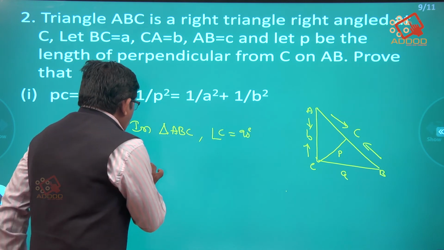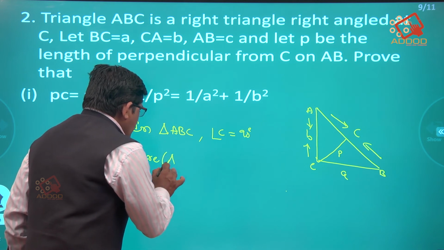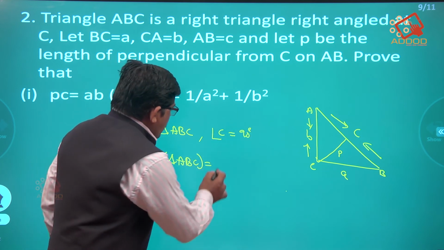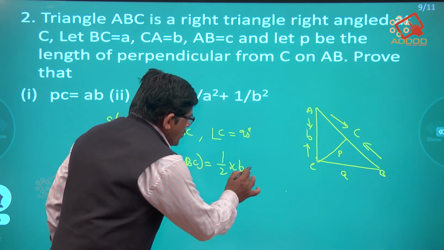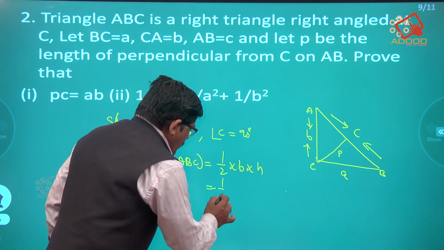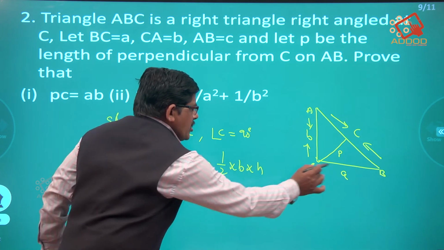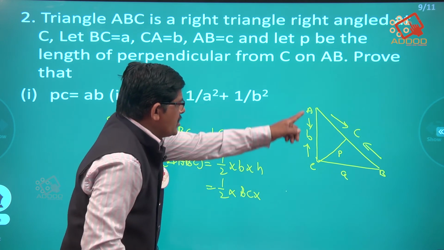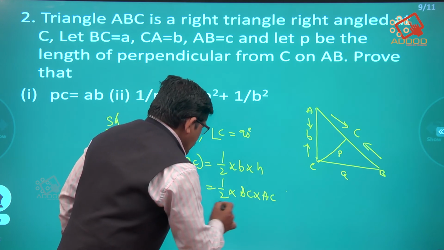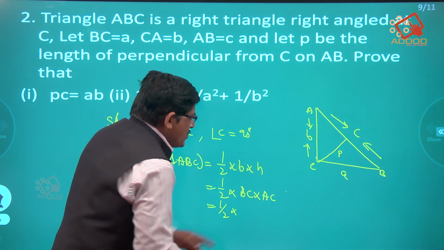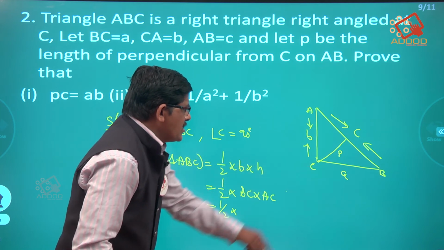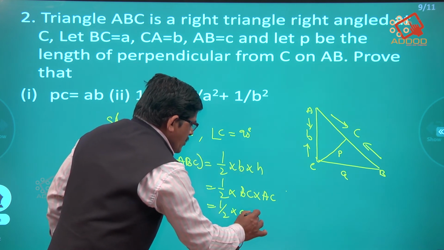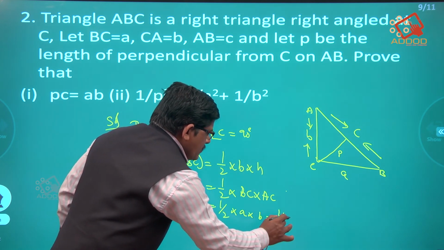First apply the area of triangle ABC. What is the formula for the area of a triangle ABC? Half into base into height. Taking base as BC, the height is AC. So the area is half into BC into AC, that is equal to half into A into B.